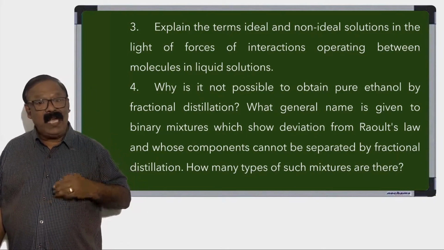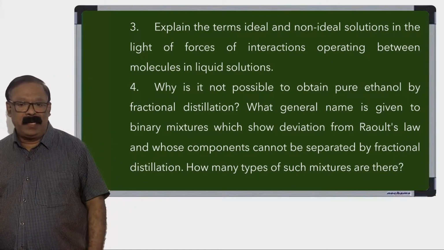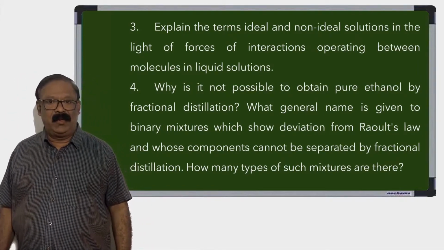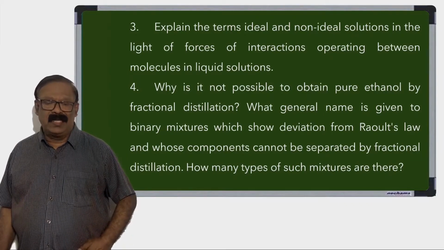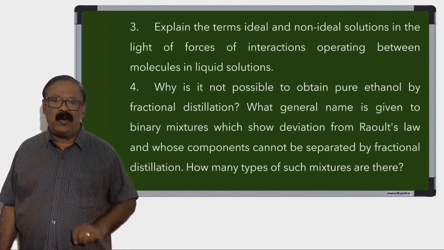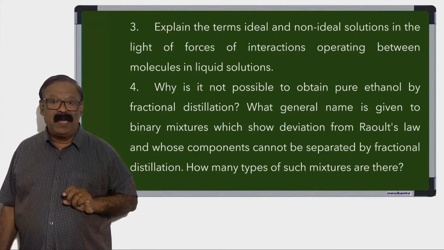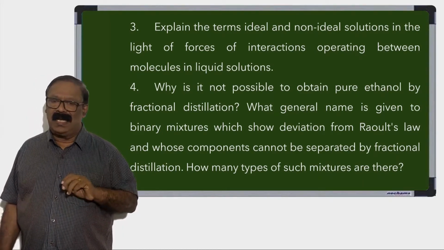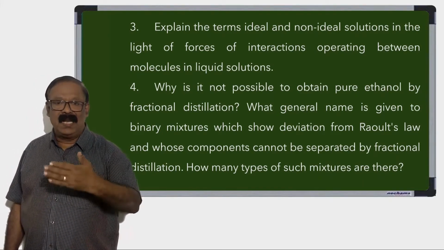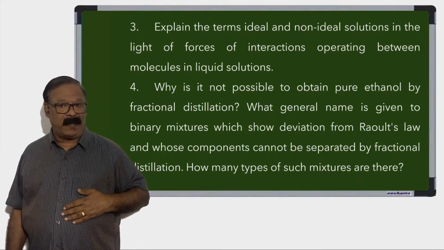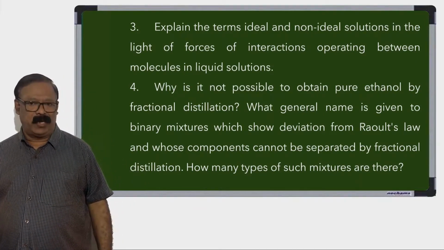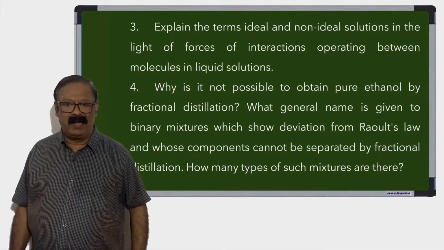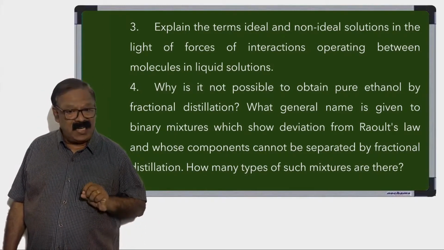Now, why is it not possible to obtain pure ethanol by fractional distillation? You know, ethanol-water mixture is a non-ideal solution. So all non-ideal solutions will form an azeotropic mixture at a particular composition, and this azeotropic mixture will distill without getting separated. So you will not be able to get pure ethanol. You will be getting only 95% ethanol. Remaining 5% will be water when you are subjecting it to fractional distillation.